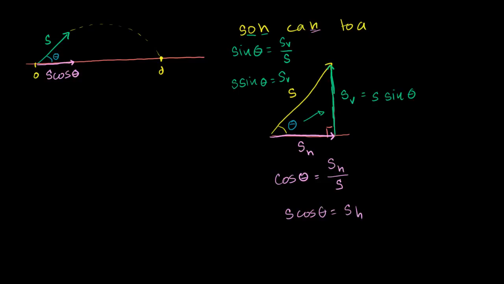And we know in the vertical direction, the magnitude is s sine of theta. Let me write that. It is s sine of theta. So now that we've broken it up into the two components, we're ready to figure out how long we're going to be in the air.